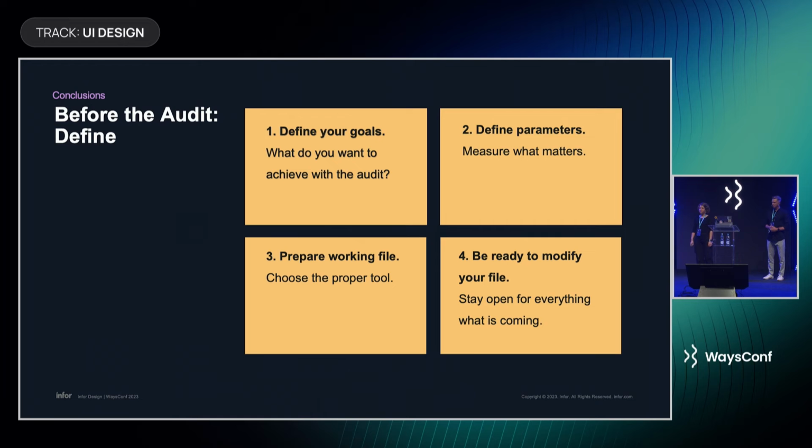Second thing, define parameters. So define how you want to measure your goal, because your goal is more about what you want to measure. Second step, how you want to measure it. What are your metrics? What are your parameters? Third step, prepare working environment. Prepare working file, choose Excel, choose Miro, Figma, whatever works for you better. And last and the most important from my point of view is the step, be ready to modify this file.